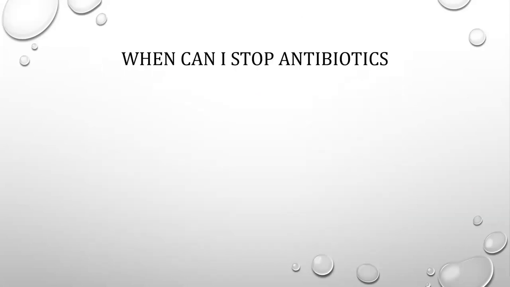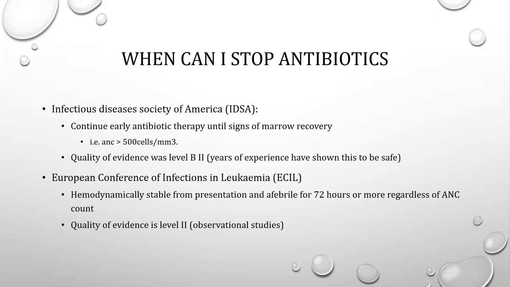So one of the other topics whenever talking about febrile neutropenia is, when can I stop the antibiotics? This will make all of the infectious disease colleagues happy. The IDSA recommendations are early antibiotic therapy until there are signs of marrow recovery, with an ANC greater than 500. This was based on 2B evidence. Years of experience have shown this to be safe.